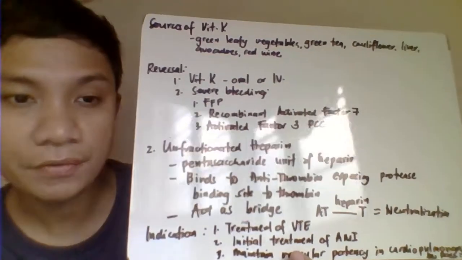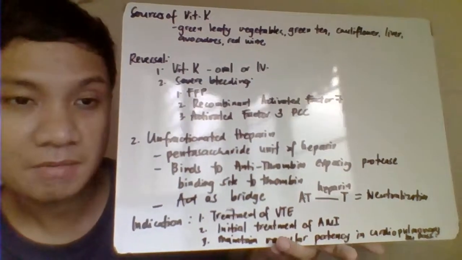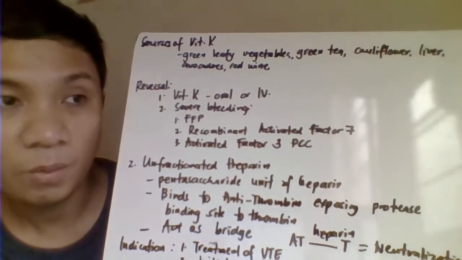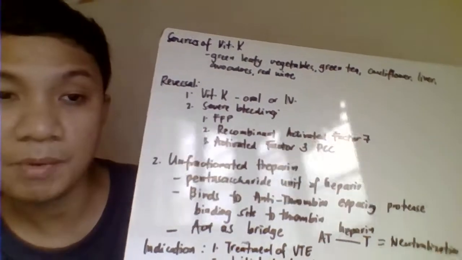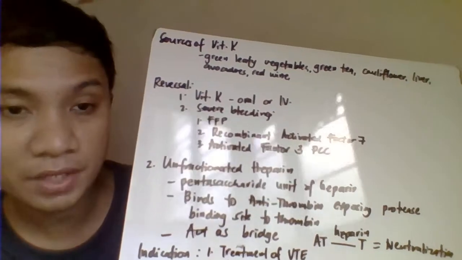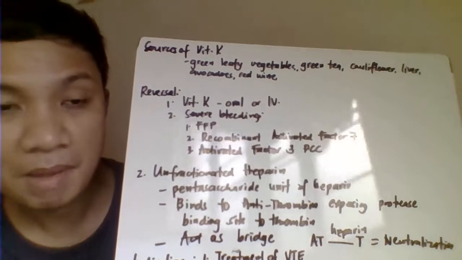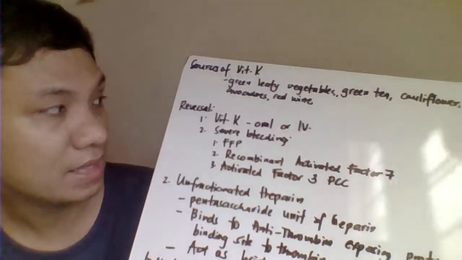Okay, then we have the foods rich in vitamin K. So we have the sources of vitamin K: your green leafy vegetables, green tea, wine, cauliflower, and liver. So most likely if you are eating those foods, expect an increase in vitamin K. Remember that this will inhibit the activity of your Coumadin or warfarin.